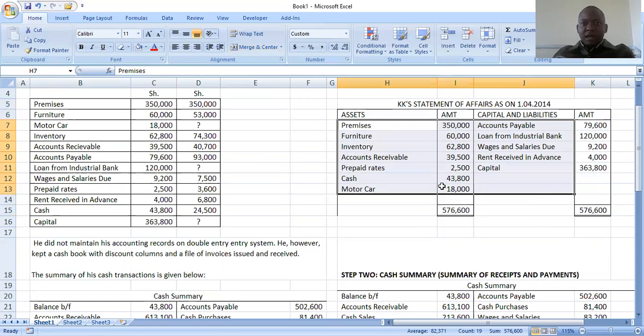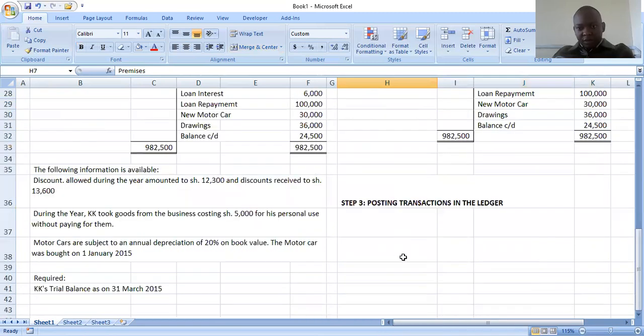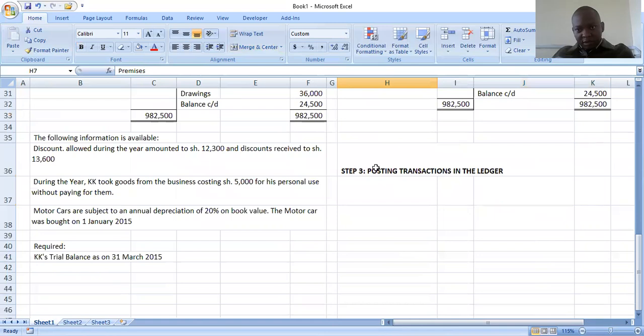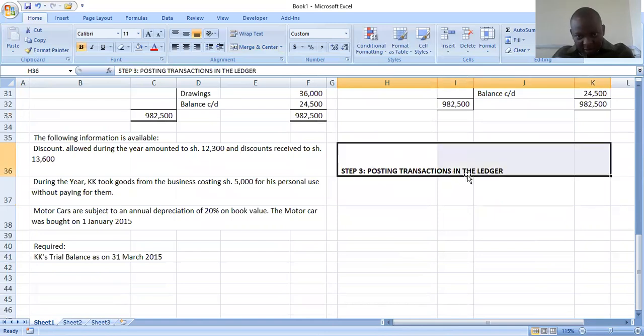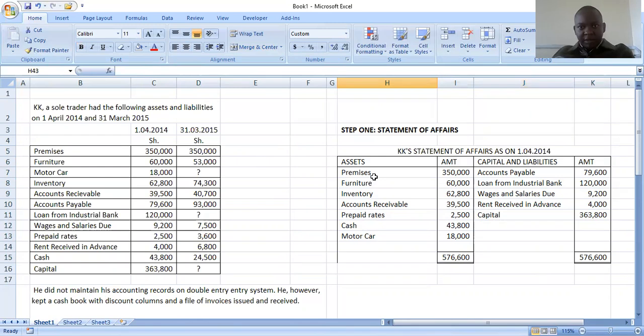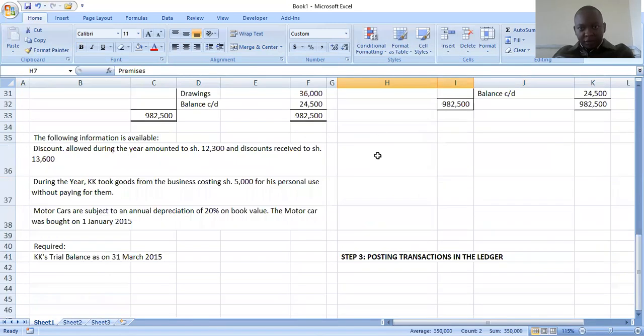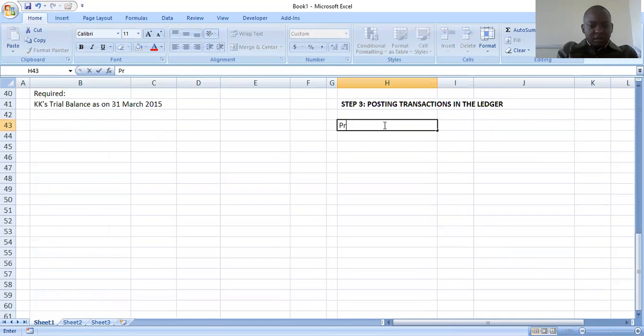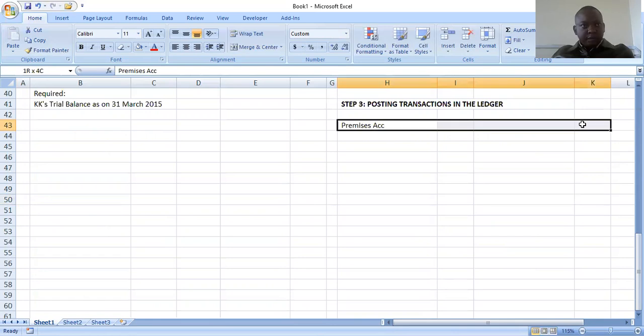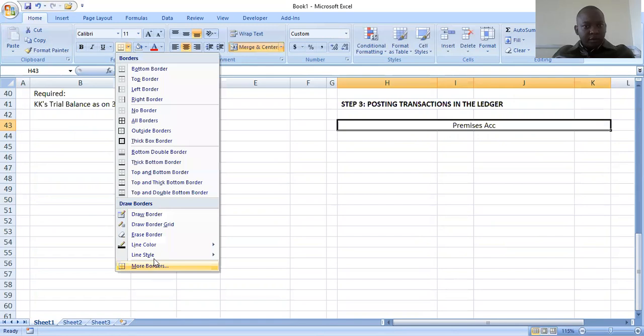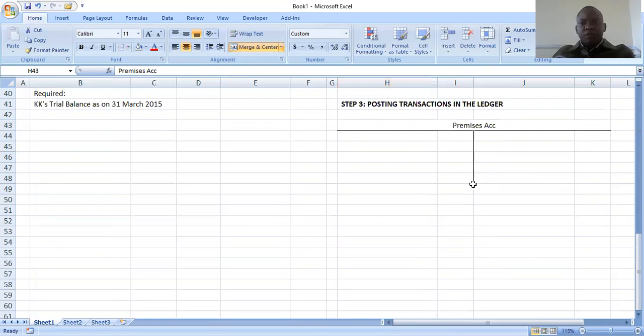So you begin with the first account, that is premises. So you open an account for premises. So let me drag this down here. The first account is premises. So you open an account for premises. Premises account, and show the opening balance of premises.